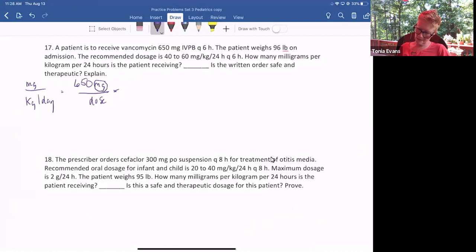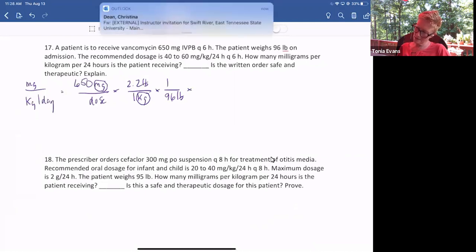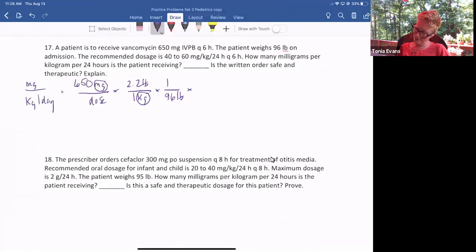And let's see, I need kilograms in the denominator. So 2.2 pounds is 1 kilogram. Okay, I've got kilograms. Need to get rid of pounds. 96 pounds. Pounds, and I need day. I know that I've got 4 doses in a day. Got dose down here. I need to get rid of that. So I've got 4 doses per day. That canceled out doses, left me with day. All right, we're good to go.